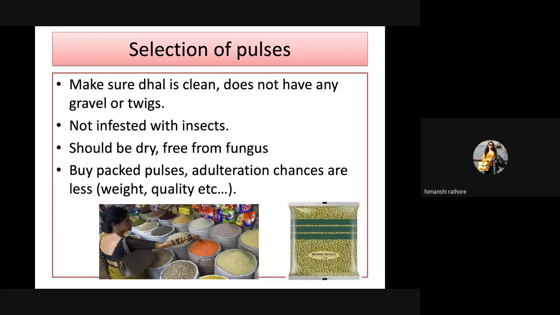Now, what are the points you have to keep in mind while selecting pulses? Again, nothing different from cereals. They should be clean, and not have any twigs or gravel. They should not be infested with any insects. They should be free from any kind of moisture, because moisture attracts fungus. So they should be dry in nature. There should not be any kind of moisture available.